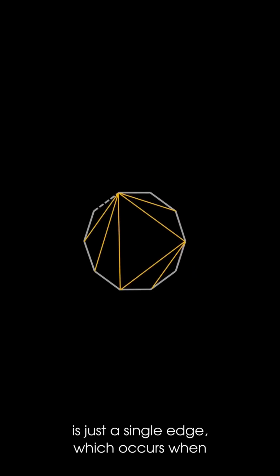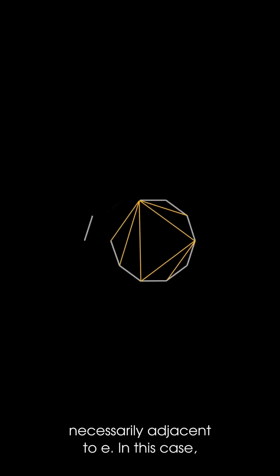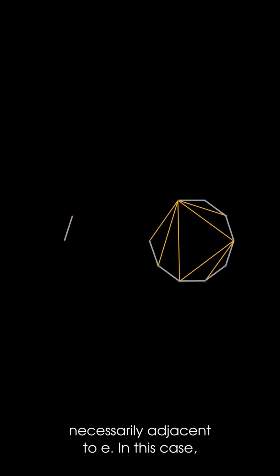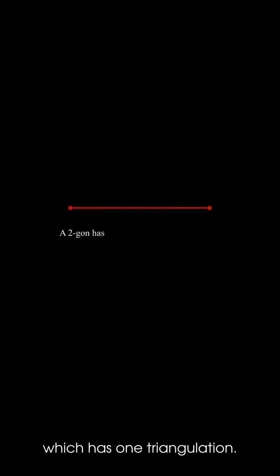Now, it is possible that one of Q1 or Q2 is just a single edge, which occurs when the triangle of T containing E has an additional edge on P_{n+3}, necessarily adjacent to E. In this case, we consider the edge as a 2-gon, which has one triangulation.